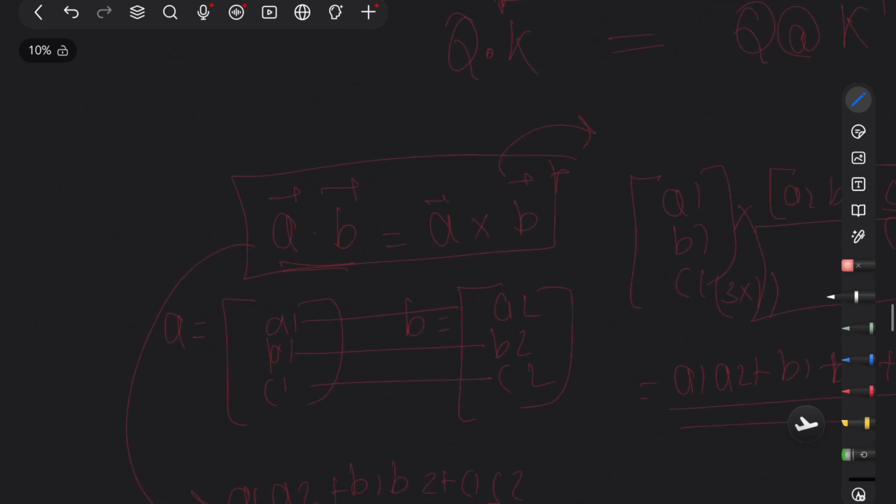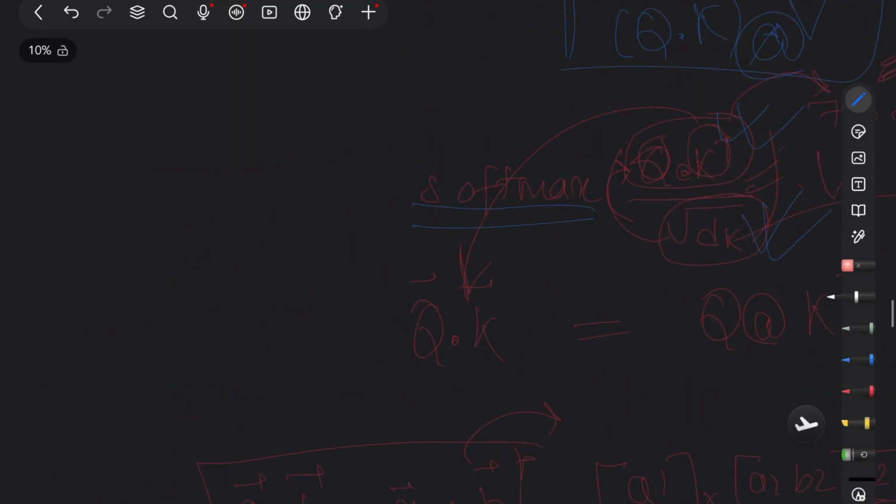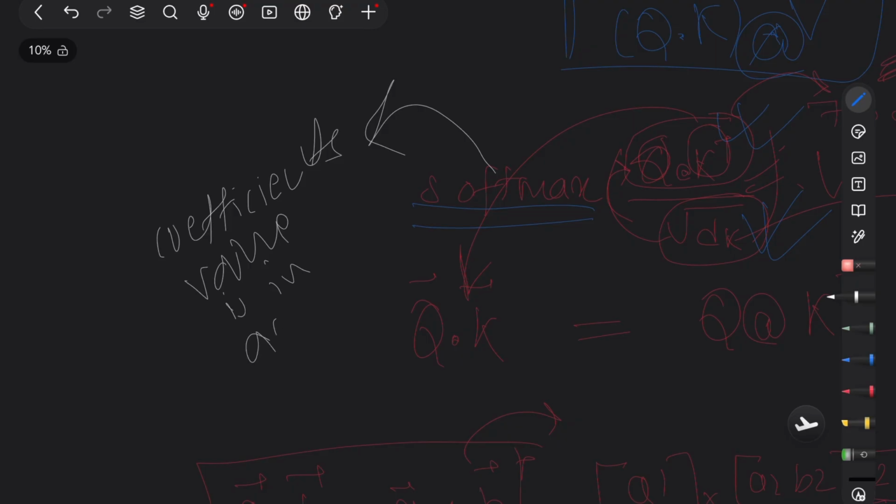So why do we need softmax? To ensure that the coefficient value is in a range, not minus infinity to infinity, but 0 to 1.